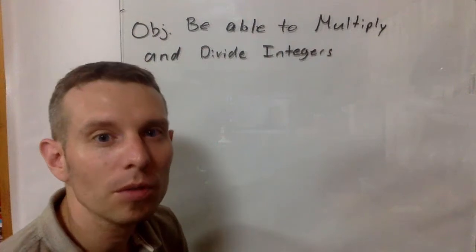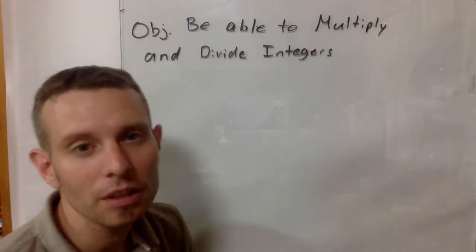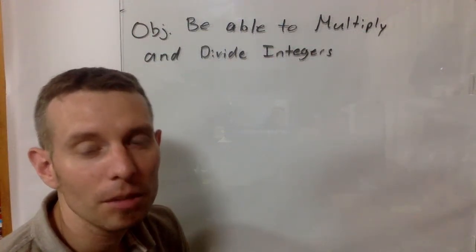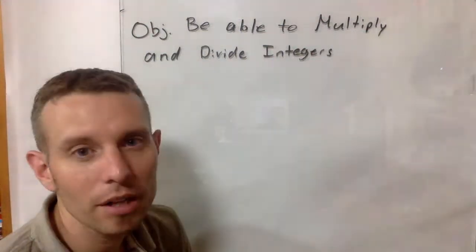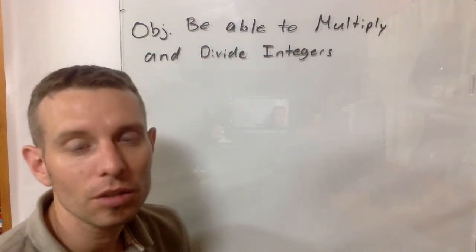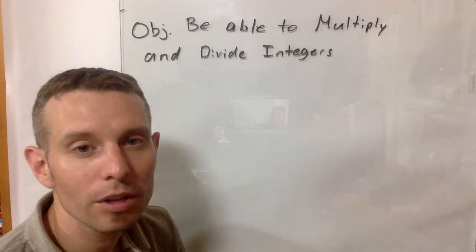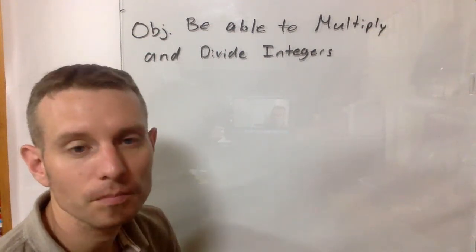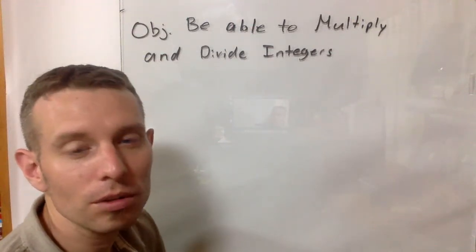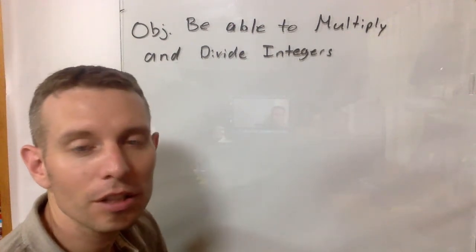The rules for multiplying and dividing integers are different from adding and subtracting, so you've got to be careful. It just takes a lot of practice and understanding what's going on to keep them separated. But it's really important that you don't confuse those two. Good news is the multiplying and dividing integer rules, I think, are a little bit easier. So let's just go ahead and get started.